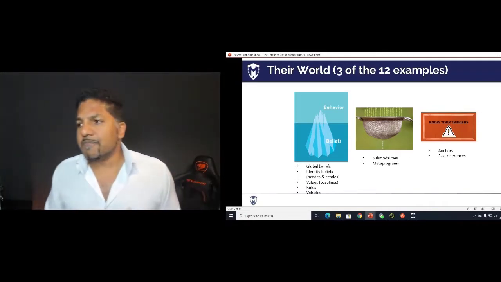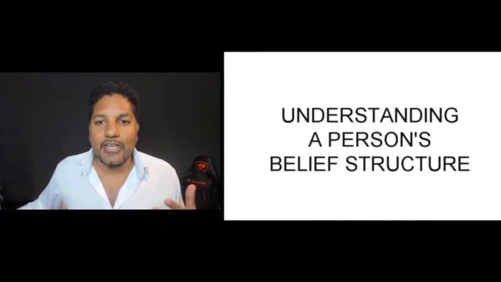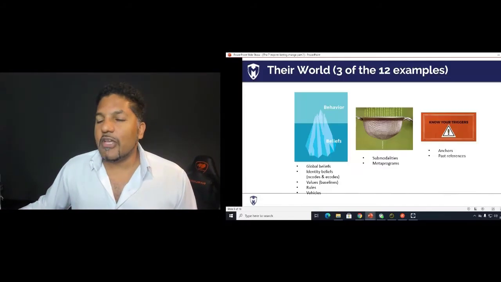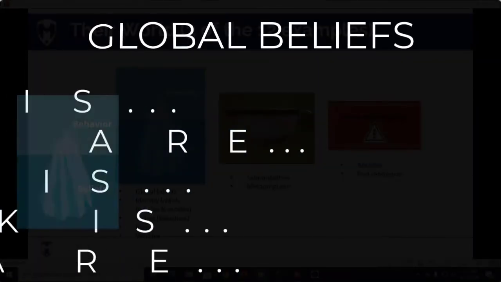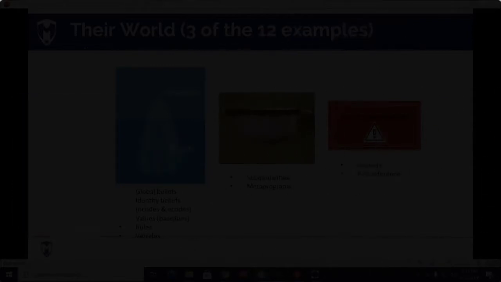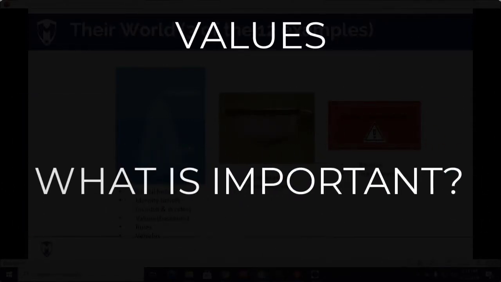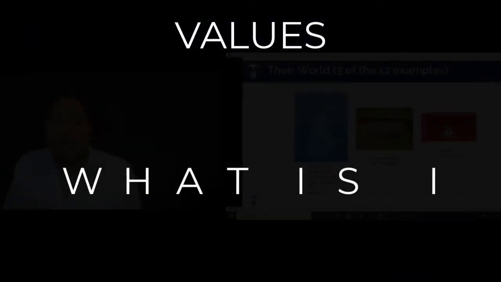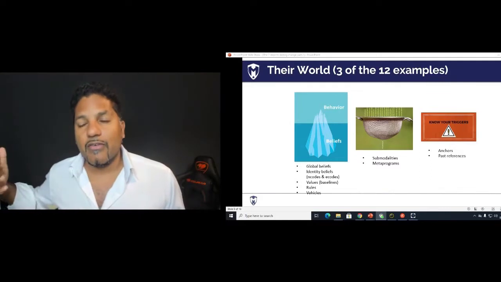So the first step is understanding a person's belief structure. I'm not talking about your religion or whatever, but this is where you understand what their global beliefs are, in terms of what they believe about the world, about life, about their time, about how people should behave. What do they believe about themselves? What are their values? What is most important to the person? So you understand all of their beliefs, their belief structure in terms of how they think.